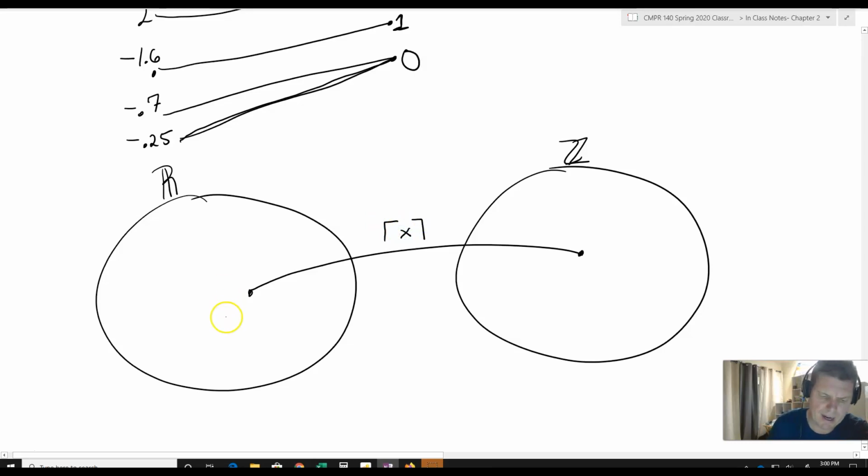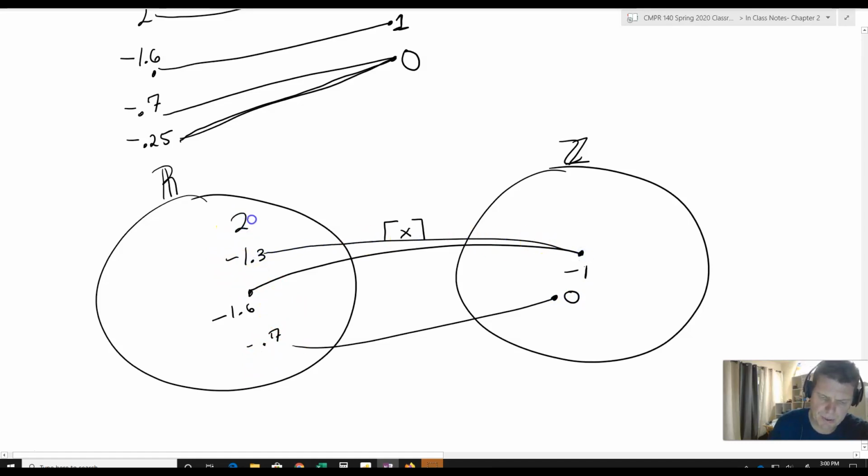Like we said before, negative 1.6 is going to go to negative 1. Negative 0.7 will go to 0. Negative 1.3 will go to negative 1 again. 2.7 goes to 3. So on and so forth. And that's the ceiling function.